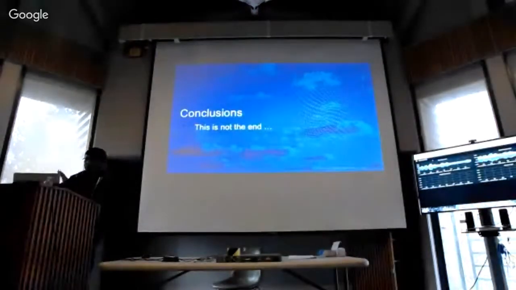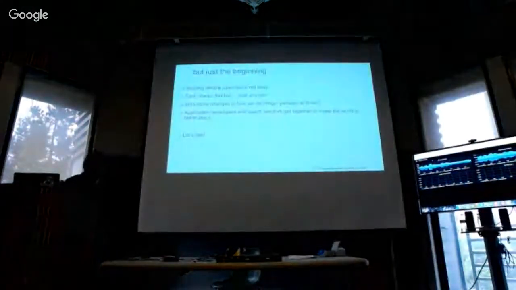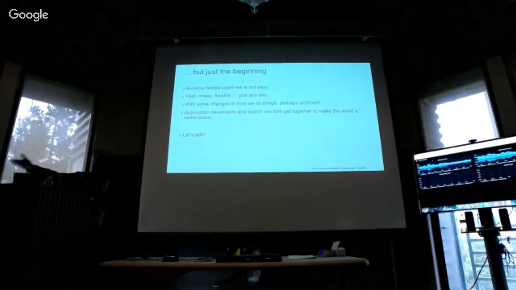Okay, so conclusions, but this is not the end. I just want to start a conversation. So what are my intermediate conclusions? Building flexible pipelines is not necessarily easy. Fast, cheap, and flexible, as usual: pick 2. Maybe we can get to 3 if we do things in slightly different ways, maybe not a whole lot different. And we have switch vendors, application developers, end users, whatever. Let's talk and make the world a better place.